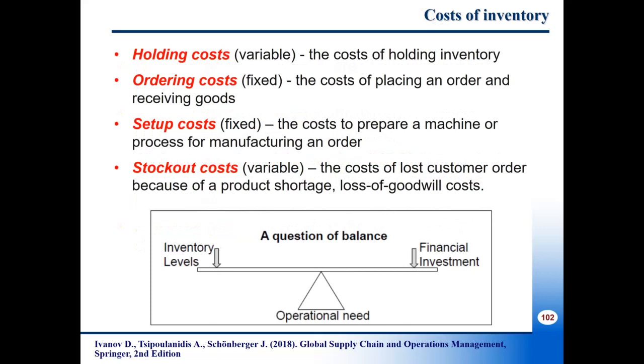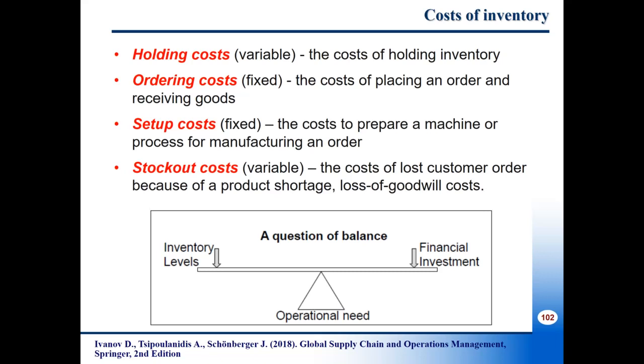Inventory costs are categorized into variable holding costs. Those are costs for holding inventory, which can be the cost of renting a warehouse, hiring workers, and so on. Ordering costs are fixed and include the cost of placing an order and receiving goods. These costs are included in the determination of the economic order quantity for inventory items.